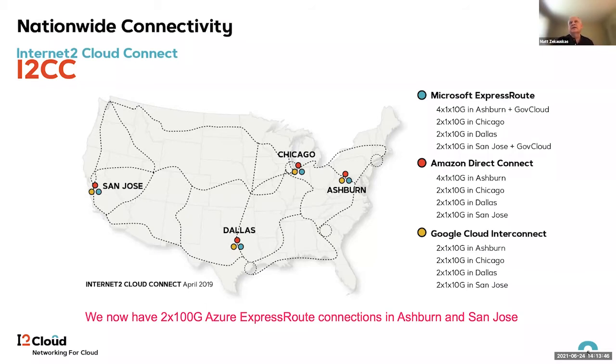And Google, correct, they also have a sort of a notion of a port pair, although it's not as strong as Microsoft. And we have a single pair currently in each of the 4 cities.